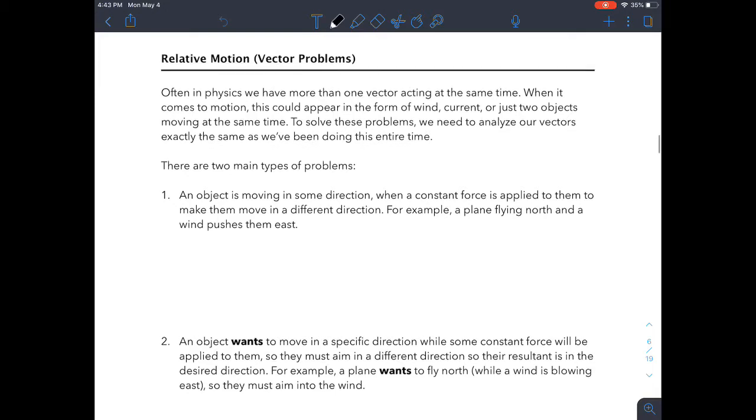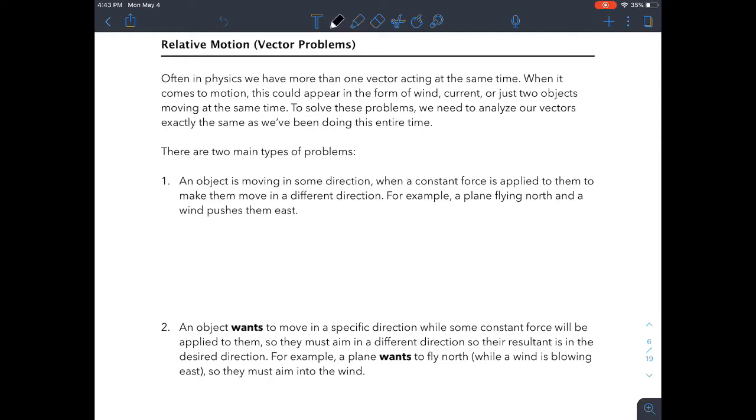So we need a way to deal with the motion, the kinematics of these objects when more than one vector is applied to it. Now, there's really two main types of these problems that we're going to focus on this year. The first one is when we have an object that's moving in a direction, and then we have a constant force that is applied to them and makes them move in a slightly different direction.